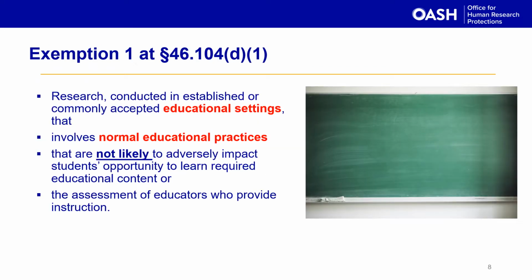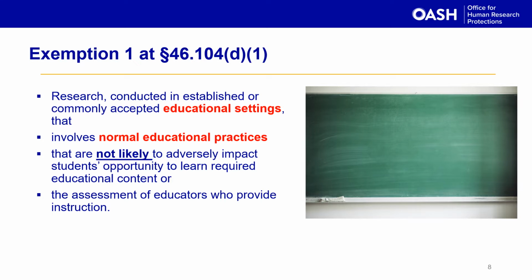Exemption 1 is for research conducted in established or commonly accepted educational settings. Great, but what are these places? Definitely a school classroom, but also consider other locations of learning, like before or after school programs. For education research, people tend to think of children in K through 12 programs, elementary and high schools.